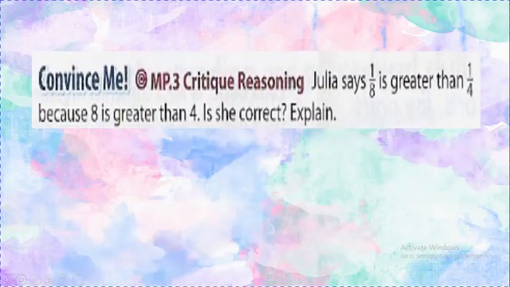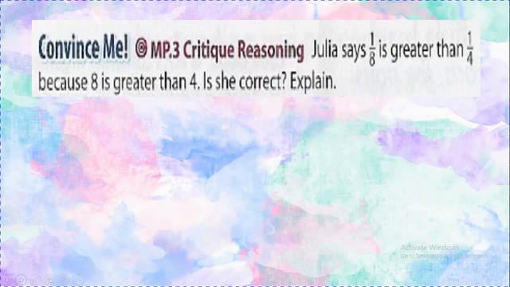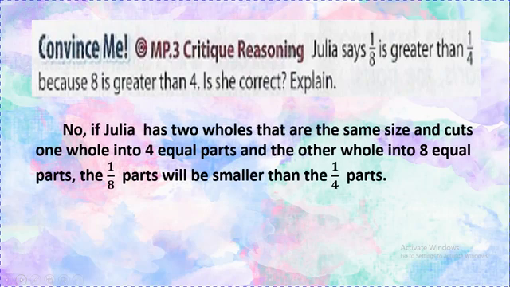Now let's proceed to the convince me question. Julia says 1/8 is greater than 1/4 because 8 is greater than 4. Is she correct? Explain. No. If Julia has two wholes that are the same size and cuts one whole into 4 equal parts and the other whole into 8 equal parts, the 1/8 parts will be smaller than the 1/4 parts.